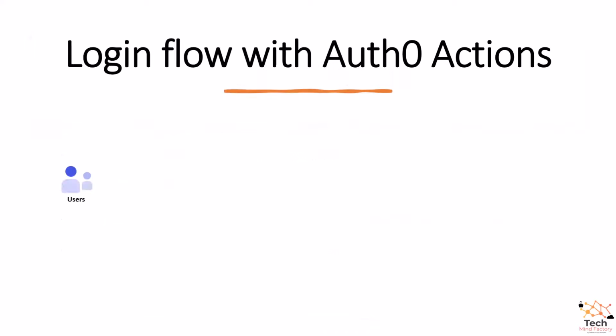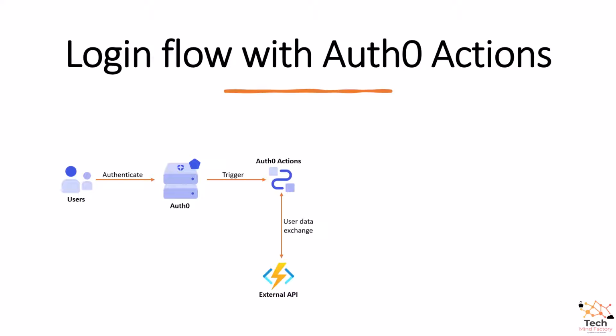Okay, perfect. So in this video specifically, we are going to see the login flow with Auth0 actions, and we are going to see how we will extend token claims using post login event. Okay, so obviously users authenticate with Auth0, and in Auth0 we have this action configured. This action is triggered once the user is successfully authenticated. And what's happening underneath, because of the specific logic written in JavaScript for our action, is that this action will call an external API.